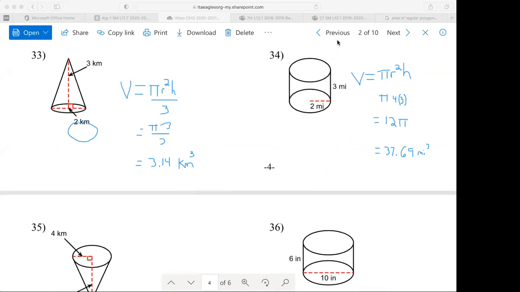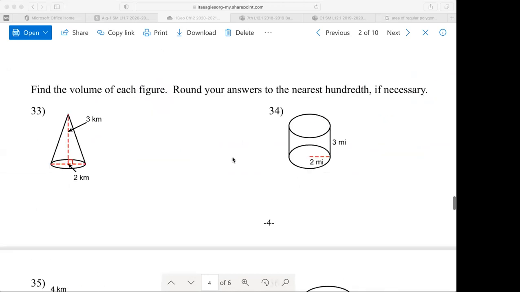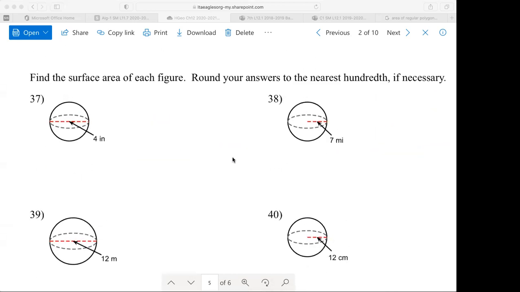Okay, cool. On to our last shape. Our last shape of the day is the sphere.